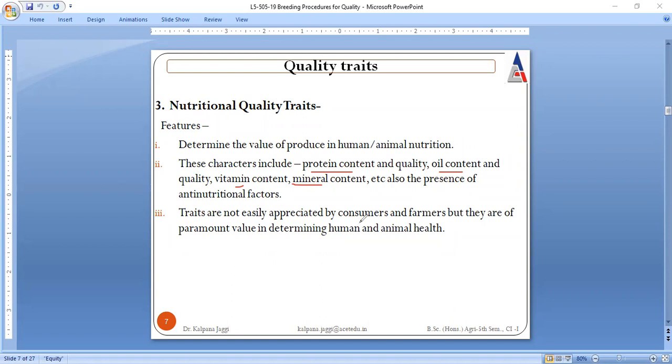These traits are not easily appreciated by the consumer and farmers, but they are of very important value in determining the human and animal health. This is said because nutritionally, it's not that on the same day when you consume a particular nutrient, it is going to give you results on the same day. No, it doesn't happen, it never happened. Whatever nutrition you consume for maintaining your health, the result of that particular nutrition comes after a certain number of days.